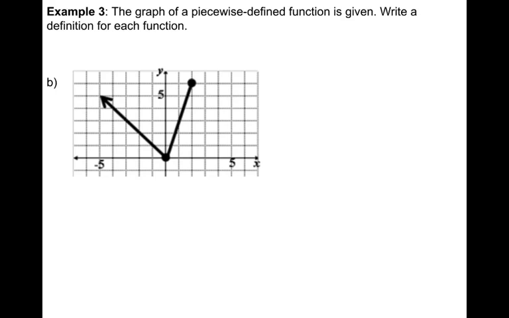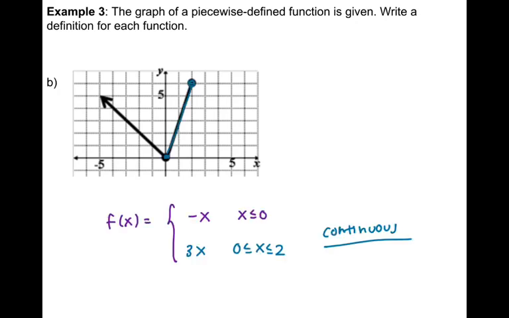Last example, go ahead, pause the video, try writing an answer on your own, and then coming back and checking. All right, we've got -x to represent the left portion. On the domain x is less than or equal to 0. We've got a closed circle there at the origin. And then the right portion is 3x, where x is between 0 and 2, inclusive of both of those values.